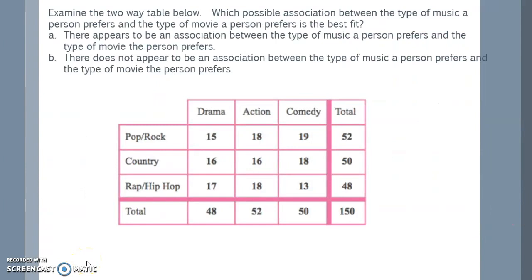So examine the two-way table. Which possible association between the type of music a person prefers and the type of movie a person prefers is the best fit? There appears to be an association, or there does not appear to be an association. The first thing we'll need to do is turn our tables into relative frequencies. And as we can see from the previous couple of slides, there does not appear to be an association between the type of music a person prefers and the type of movie the person prefers.